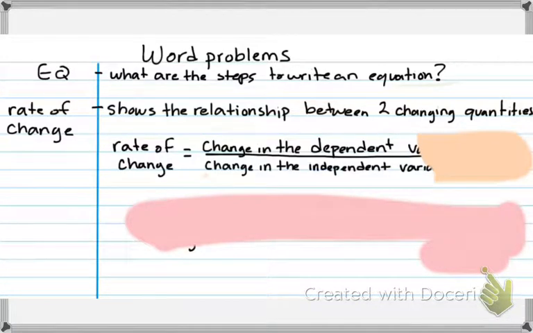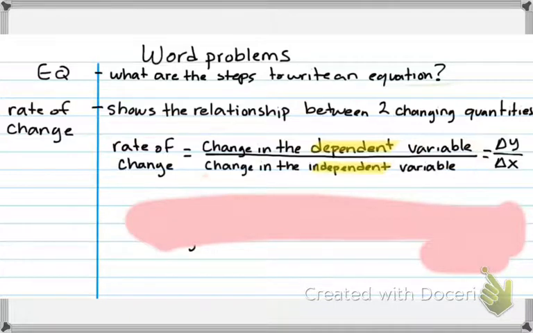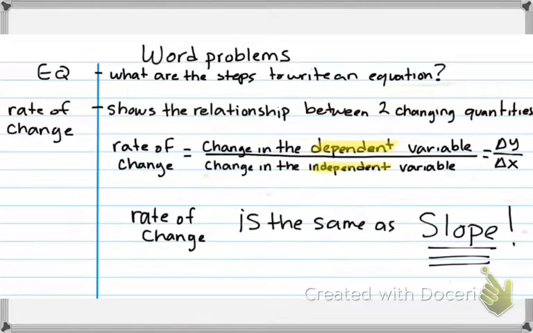And so we can write it as the change of the dependent variable over the change of the independent variable, right? And we know the rate of change is going to be the slope. Let's highlight dependent and independent, because the rate of change is going to be the dependent variable over the independent variable. And then our slope, we know, is the change in y over the change in x. And we already know that the rate of change is the same as slope.